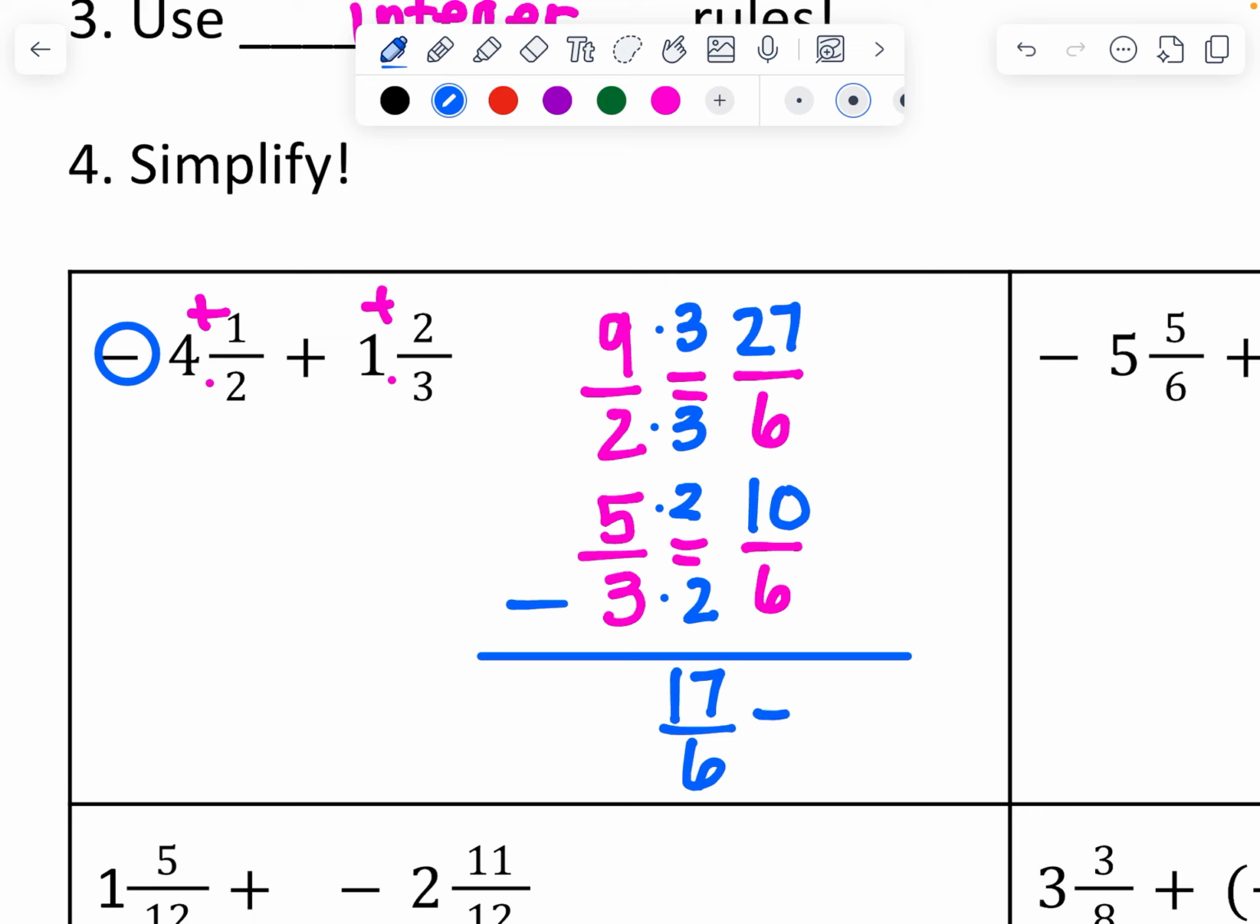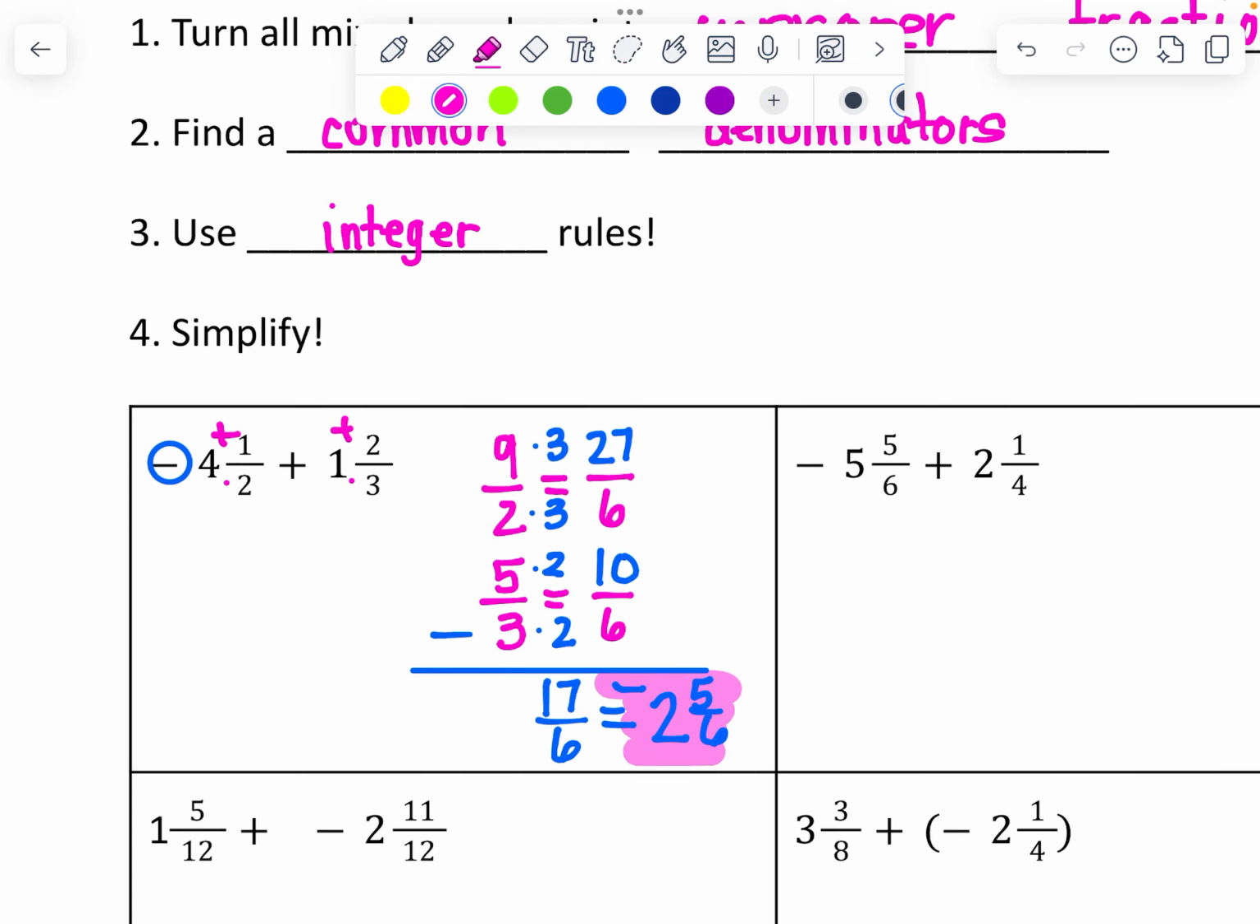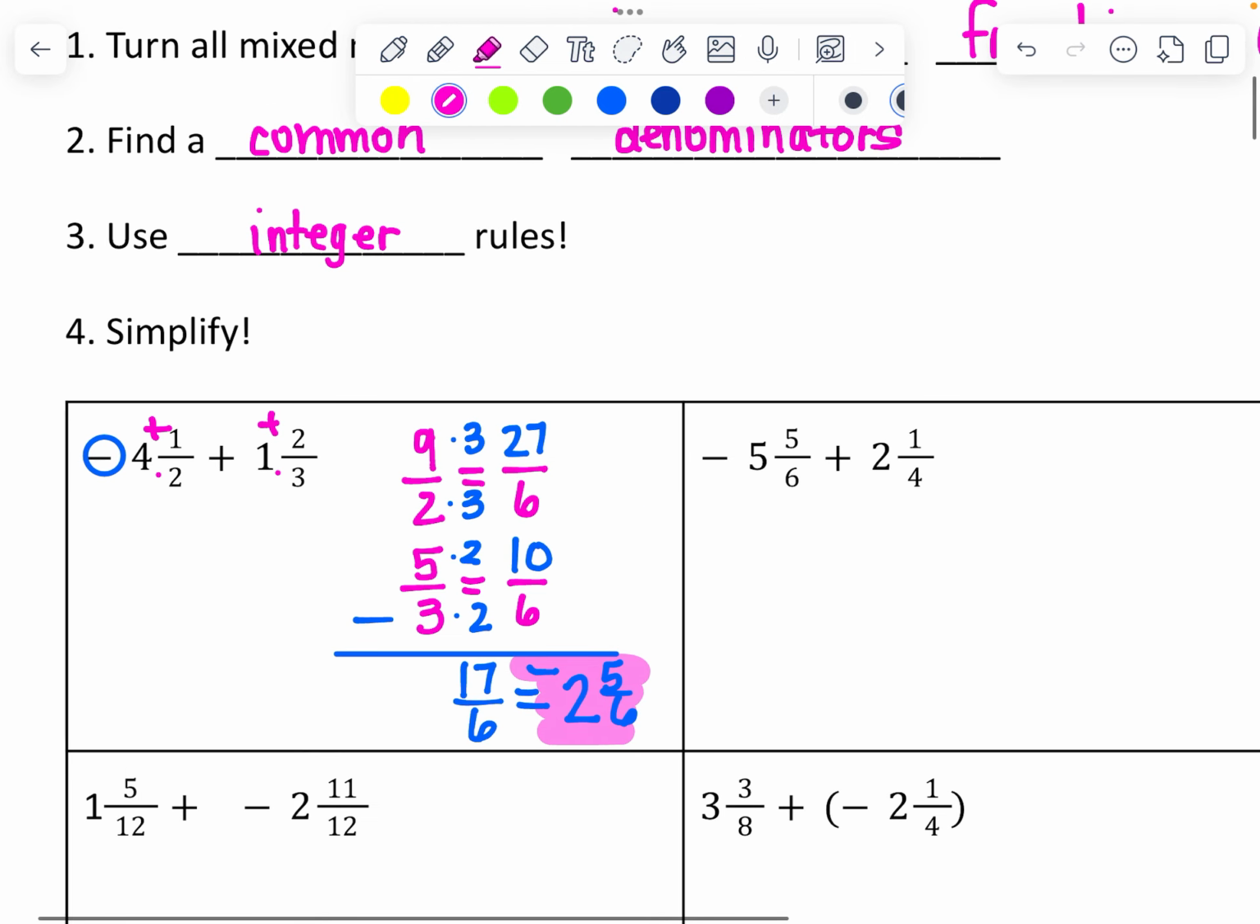And then I'm going to put this back into a mixed number. 6 goes into 17 2 times, which is 12. 17 minus 12 is 5/6. And I have that negative I have to put on there because the 4 was bigger than the 1. Right, let's go to the next two.